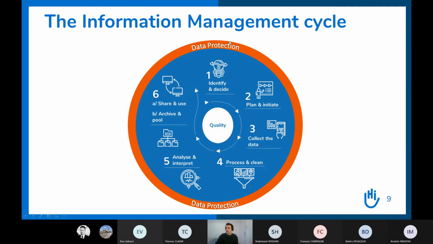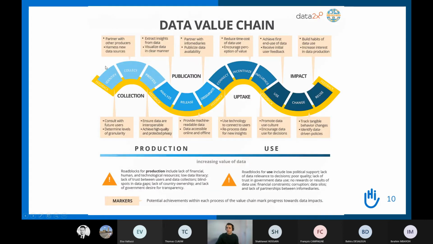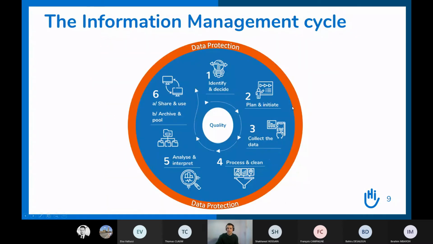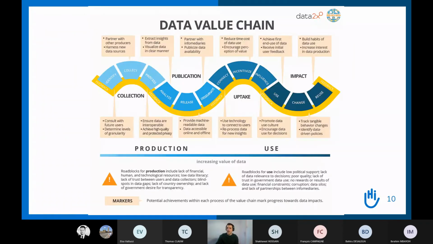I'm going to go into much more detail about this cycle step by step, but this comes just after. So I just wanted to give you a quick overview of the cycle. And I also wanted to show you this. This is another representation, just to tell you that this cycle that we have at HI is not the only way to put things. So this is another view. This time it's not a cycle. It's called a chain, but if you have a look at it, it's kind of the same.